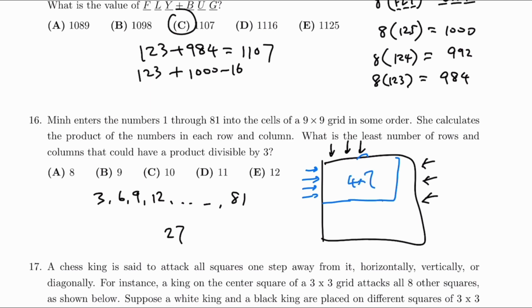If we have a 4 by 7 rectangle, then we could fit all of the numbers in here, and only these 4 columns and 7 columns and 4 rows are going to be divisible by 3. That is 11. How about we could have 5 times 6? Well, 5 times 6, that's 30. 5 times 5 is not enough numbers.